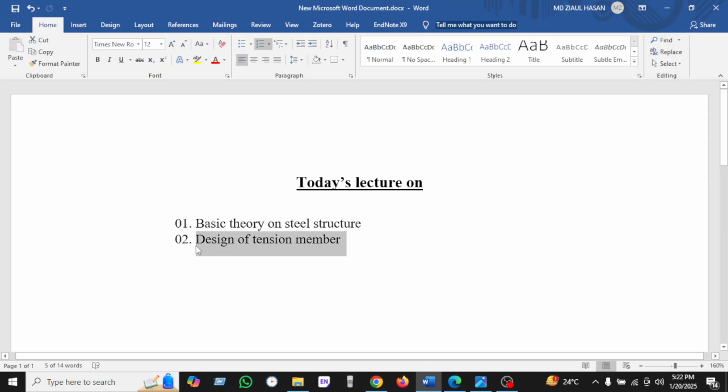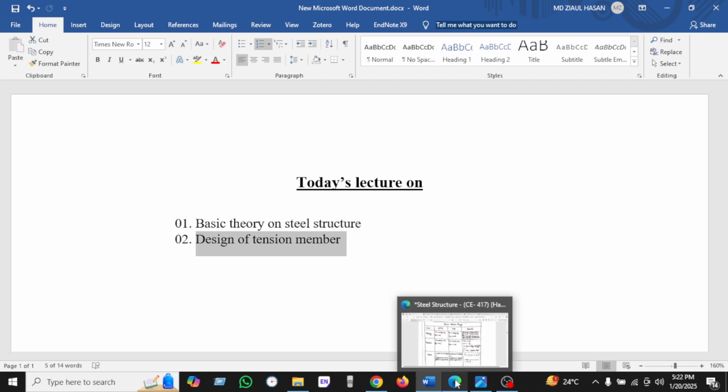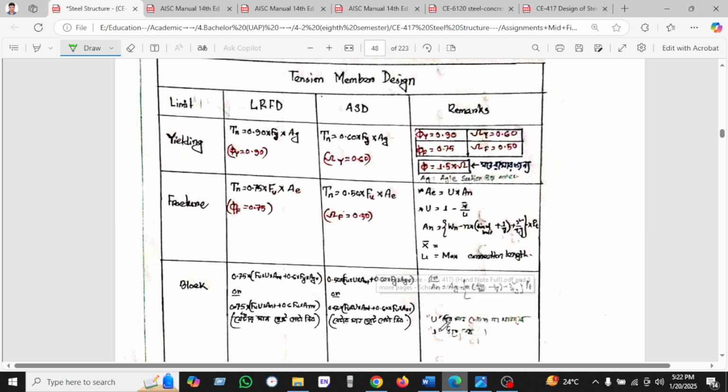Now we are going to the last portion of this lecture, the design of the tension member. How will we design the tension member? So let's start, and this is the last topic of this lecture. We have seen that for the tension member there are some limit states: yielding, fracture, and block shear.